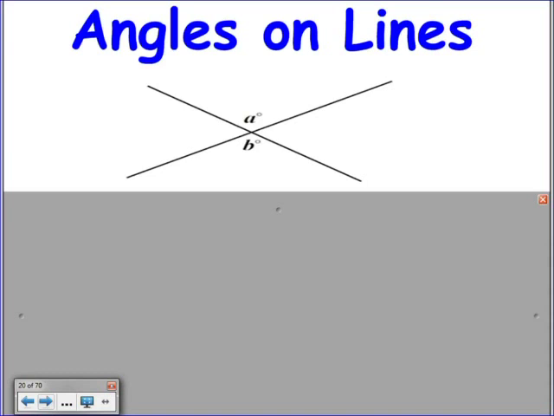They're what we call opposite angles. A and B, because it's two straight lines crossing, A and B are opposite, so they're the same. What about C and D? They're the same as well.